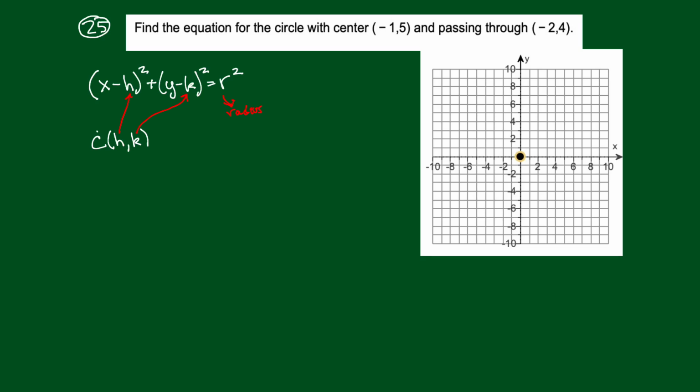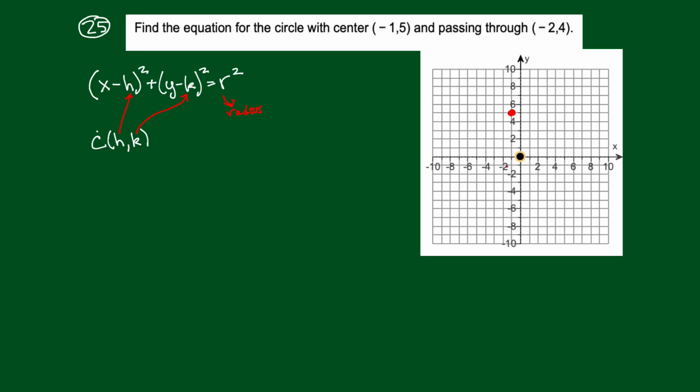Now when I'm working problems, if I can draw a picture, I'm going to do so. What I know here is that I've got a circle with center right here at -1, 5. So I'm going to plot that point: go to the origin, then go to the left 1, up 5. All right, so I'm at the origin now. To the left 1, up 5 puts me here. Makes sense?